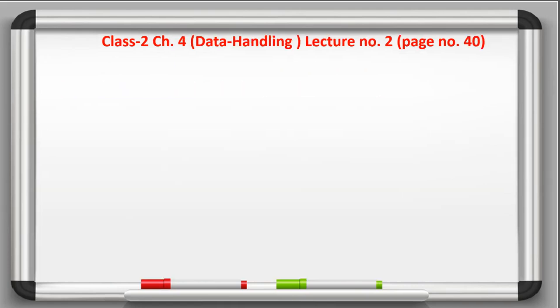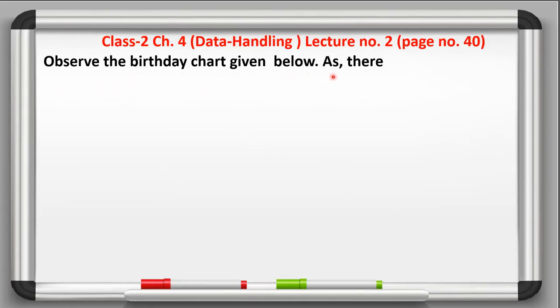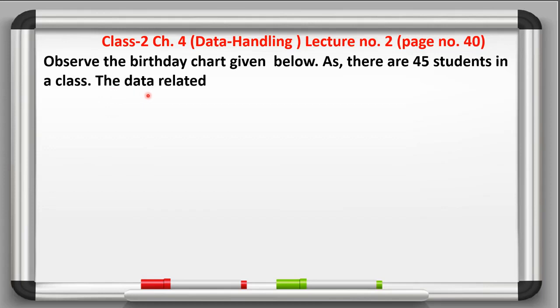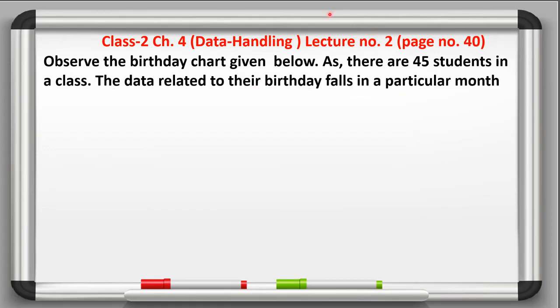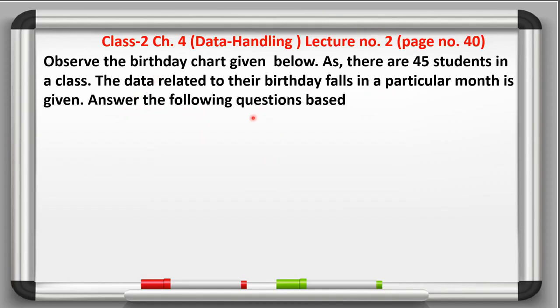Okay. Now the next one is: observe the birthday chart given below. As there are 45 students in a class, the data related to their birthday falling in a particular month is given. Answer the following questions based on the given data.